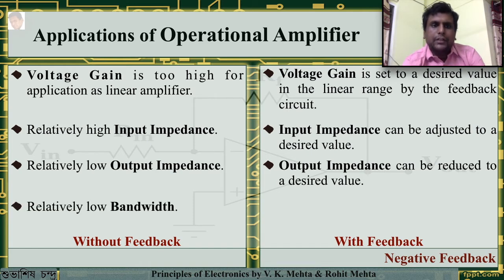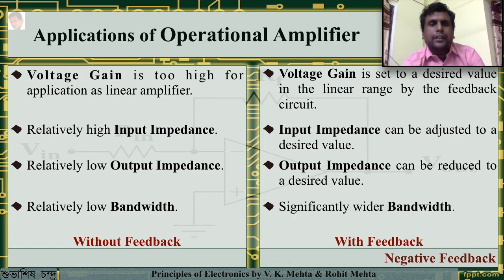The bandwidth without feedback for an operational amplifier is relatively low, whereas it is significantly wider with feedback. So the operational amplifier is generally operated with feedback. Now let us move on to the applications of the operational amplifier. In this tutorial we will be looking into 5 different applications, and all will be with the negative feedback.